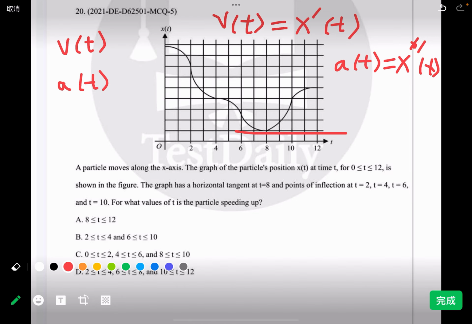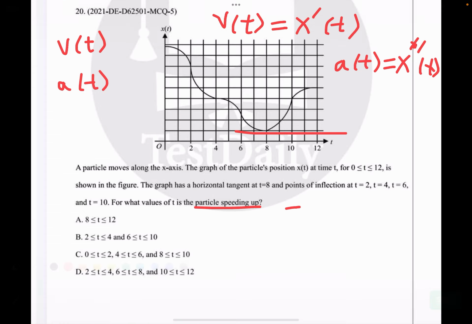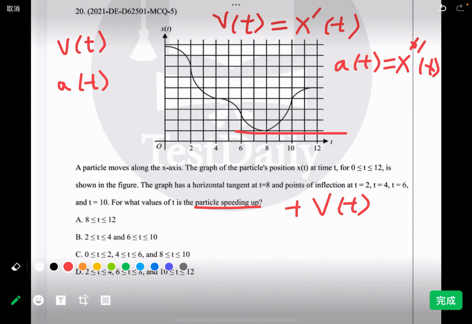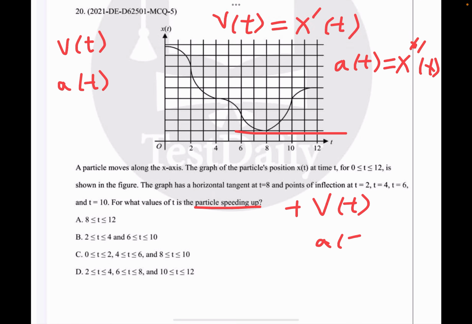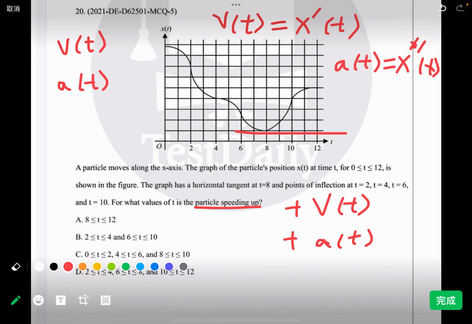And if the particle is speeding up, it means the sign. For example, if velocity is positive and acceleration is also positive, then the particle is speeding up. Or if the velocity is negative and acceleration is also negative, the particle is also speeding up, but it's just in a different direction.